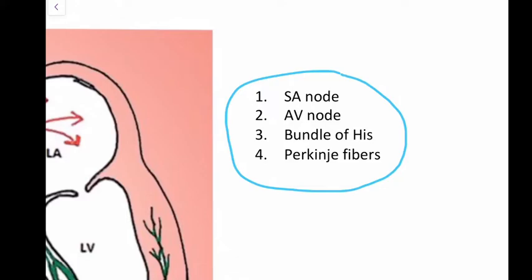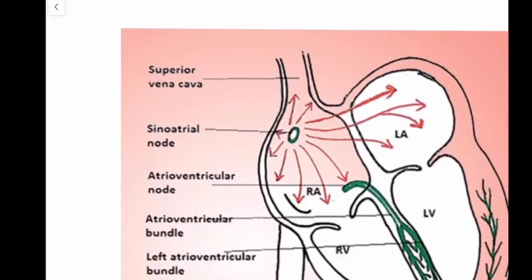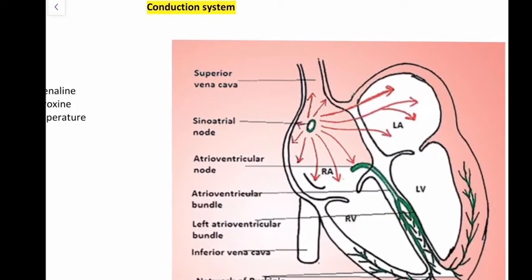Let's look at each of them. First, the SA node. The SA node is situated in the right atrium near the opening of the superior vena cava. This is also called the pacemaker of the heart because the SA node can independently generate a heartbeat and also maintain the rhythm of the heart. So without any external influences, this SA node can make the heart beat.